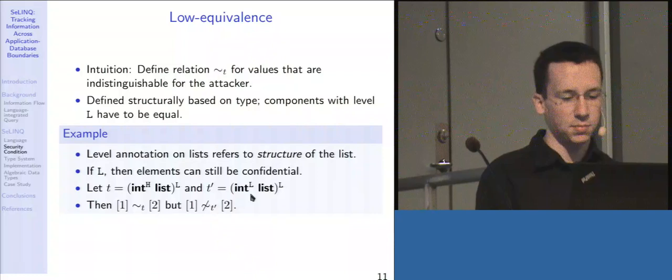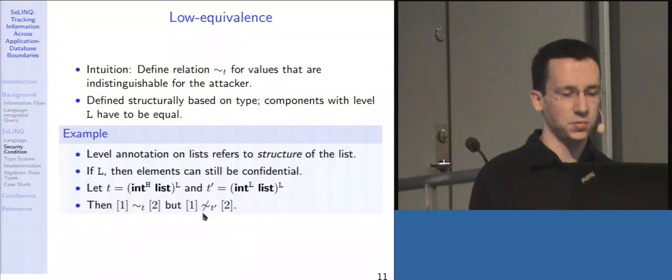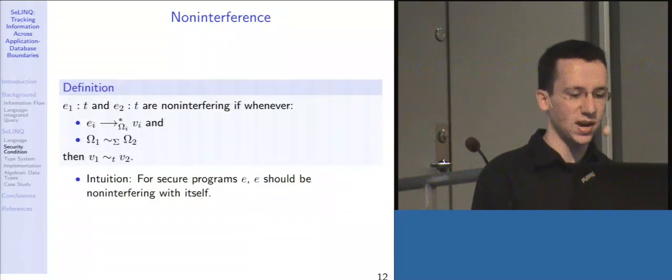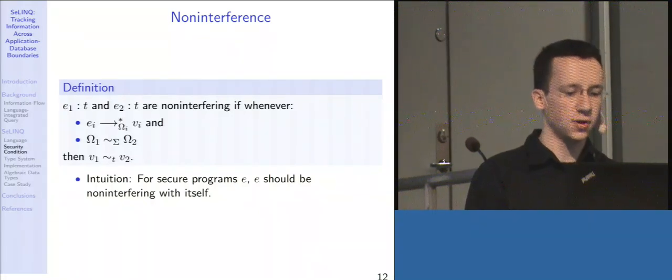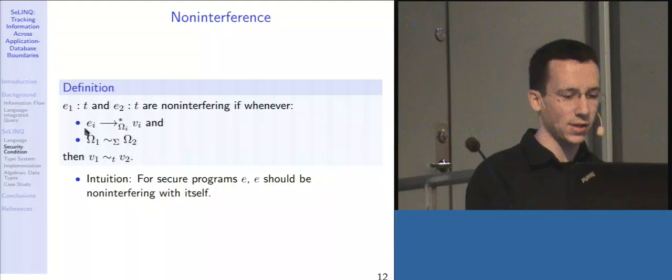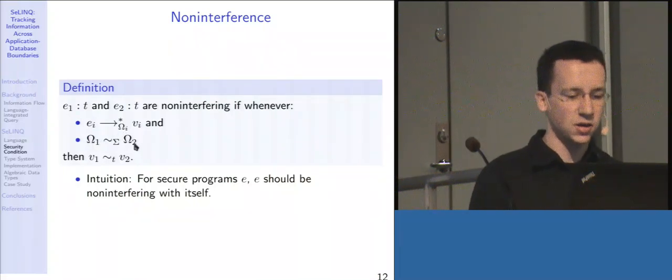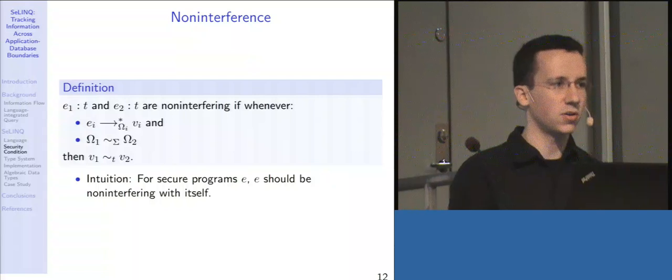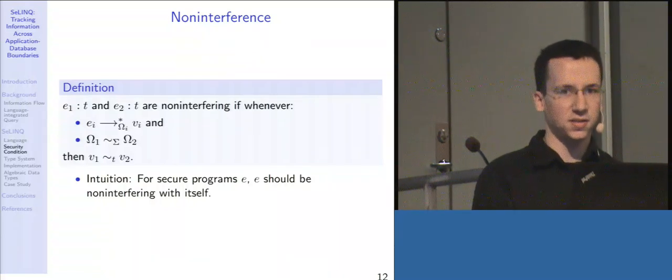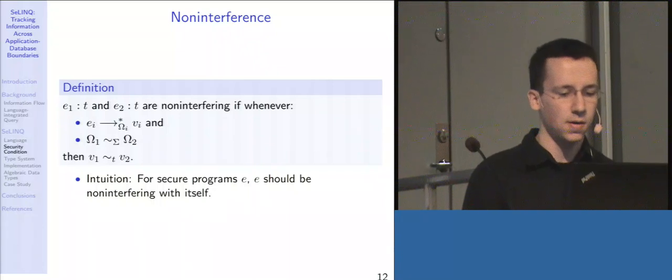But if you consider the elements public as well, then these two values would not look the same to the attacker. And the thing that we want to do with this relation is to characterize non-interference in our setting. And that's done in the following way. If we assume that we have two expressions of the same type, then they are considered non-interfering if and only if when they evaluate to some values given some database contents omega, and these database contents look the same to the attacker, then the results must look the same to the attacker as well. That basically fits the non-interference definition intuition that I showed you earlier.